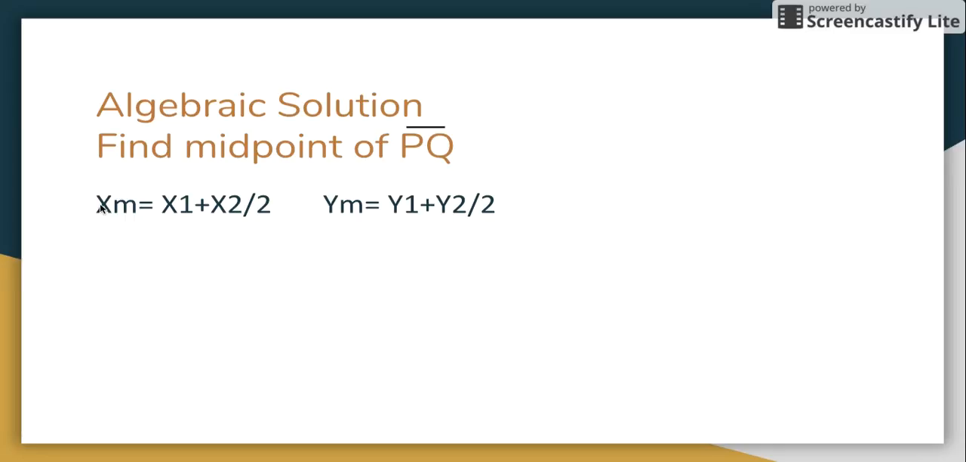Now, here's a system that we're going to use to find the midpoint. So for the x coordinate of the midpoint, we're going to do xm equals x1 plus x2 divided by 2. And likewise, for the y coordinate of the midpoint, you do ym equals y1 plus y2 divided by 2.